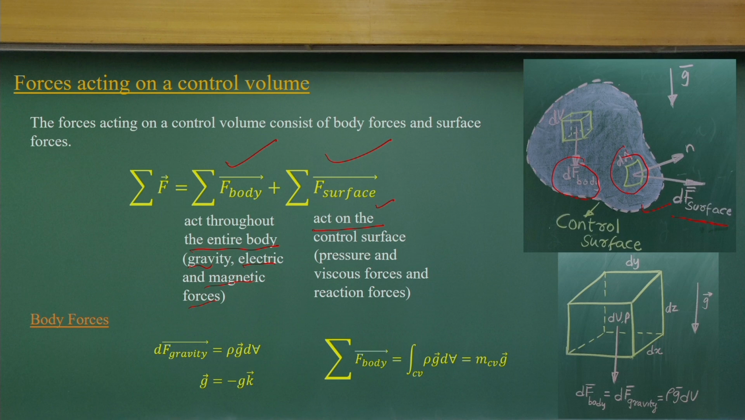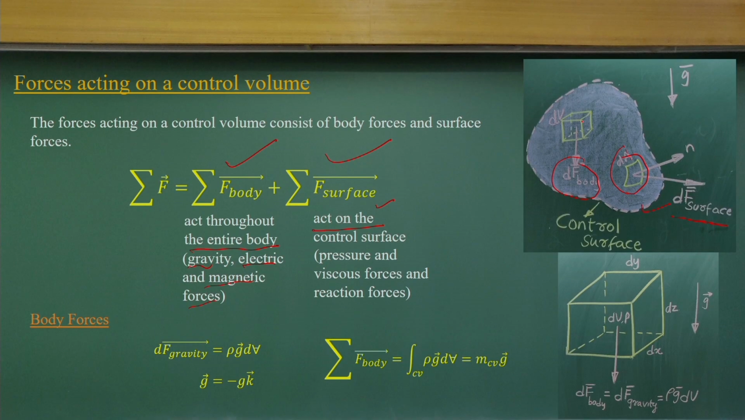Now, let us find out what the gravity force will be, which is very easy. If I take a small element dV, the weight of this small control volume will be rho g dV. Please look at the units of each component: mass is rho into dV, where V is the volume, and mass into g is the gravity force component.